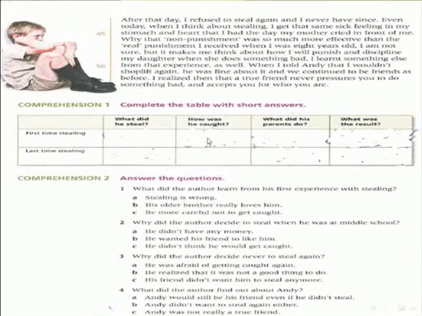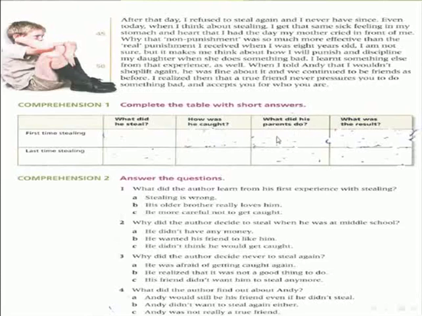How was he caught? First time, his brother told their mother, right? And second time, how was he caught? We write here, a store clerk or a shop assistant or supermarket or department assistant caught him, or a store clerk, right, caught him.